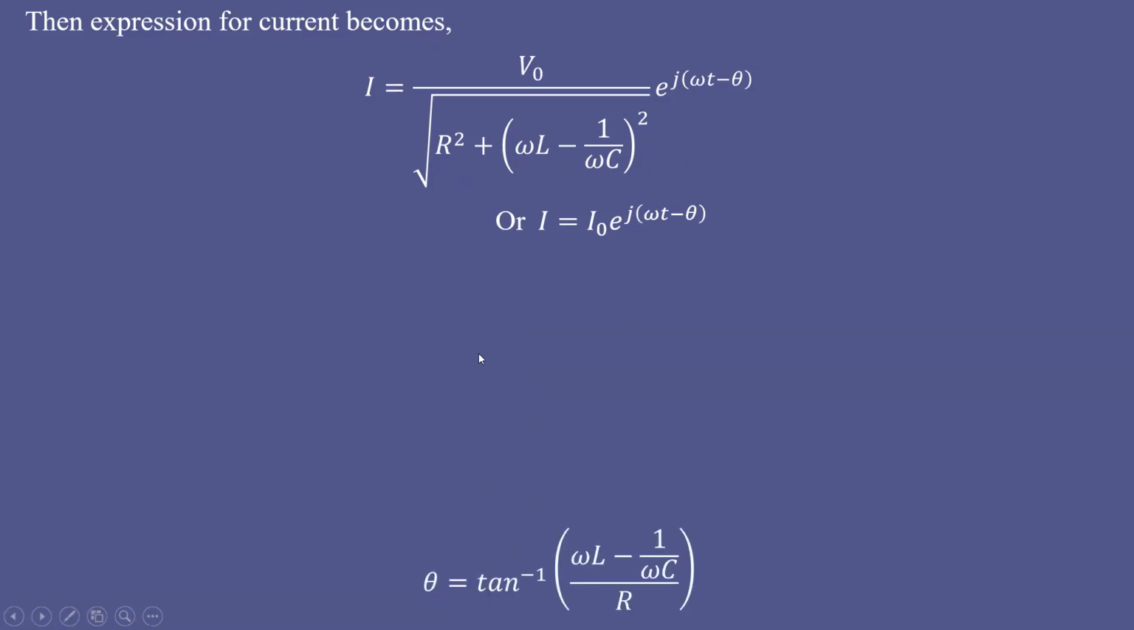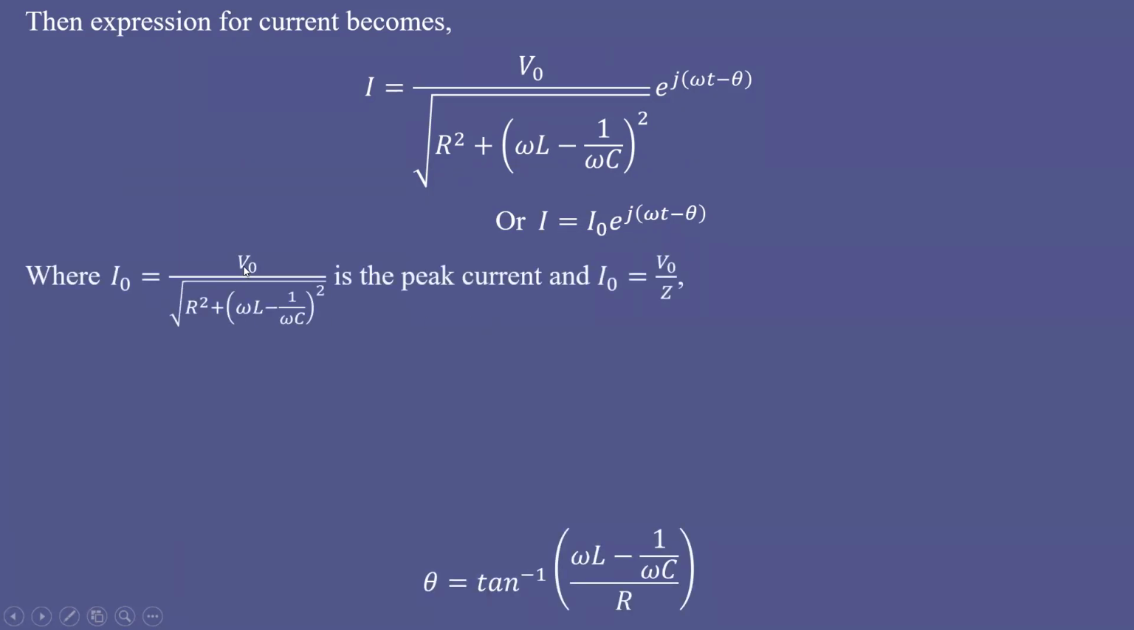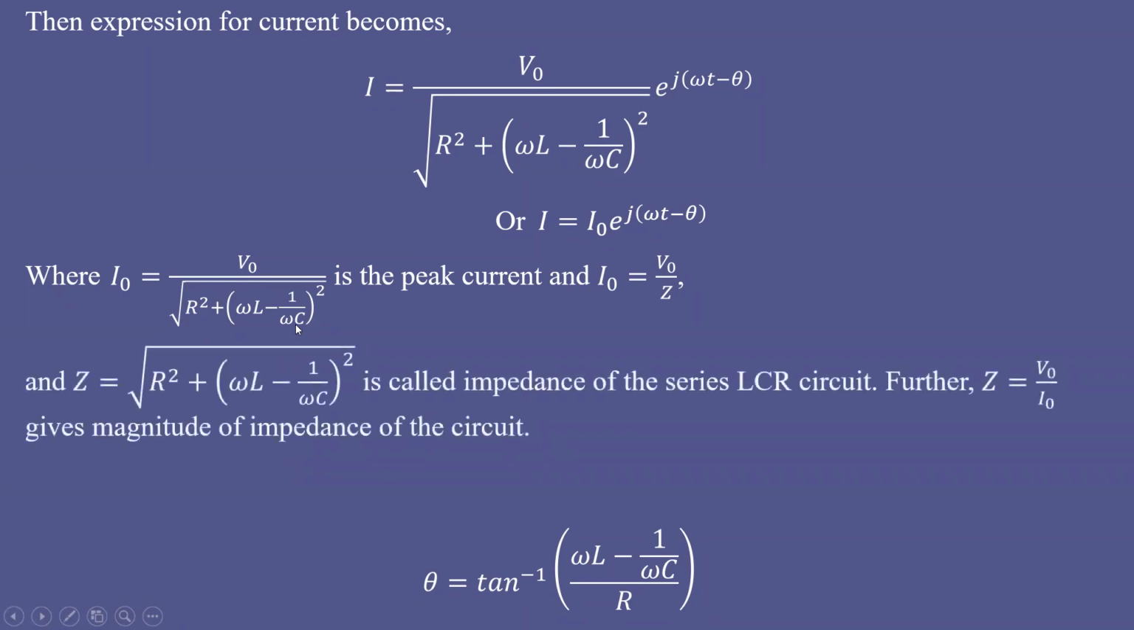So here I naught is given by V naught by square root of R square plus omega L minus 1 by omega C the whole square. And here I naught is called the peak current, V naught is called the peak voltage, and this denominator is called Z, the impedance of the circuit. Here Z is equal to square root of R square plus omega L minus 1 by omega C the whole square. It is called the impedance of the series LCR circuit.